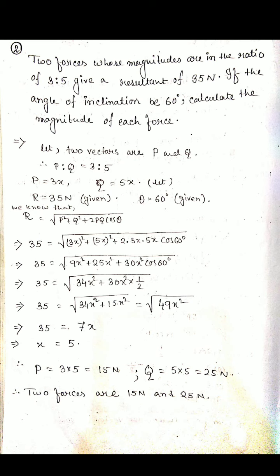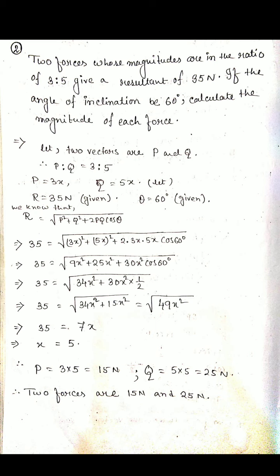What is given? The resultant of the two force vectors is given, that is 35 Newton, and theta, the angle between them, is also given. So we use the same formula, R equals root over of P square plus Q square plus 2PQ cos theta. Now in place of P we put 3x, in place of Q we put 5x, in place of theta we put 60 degree, and in place of R we put 35.